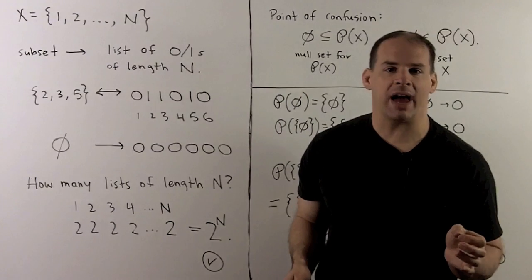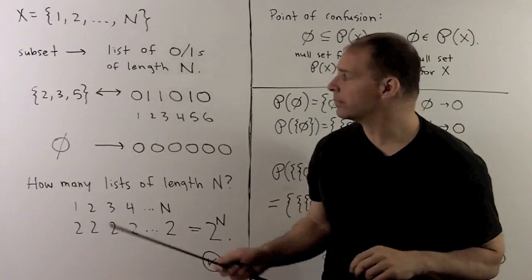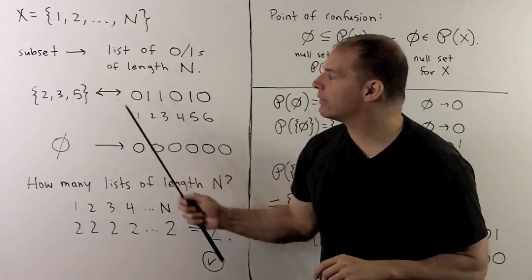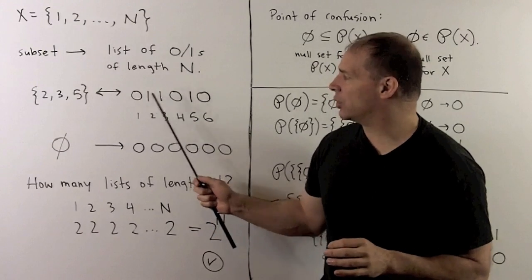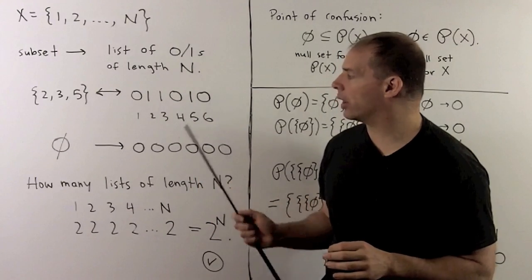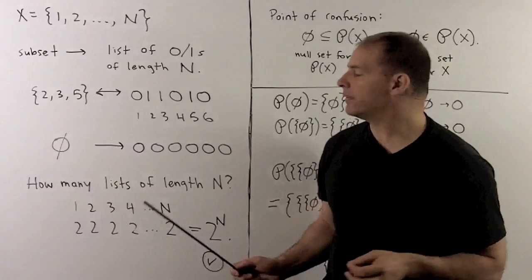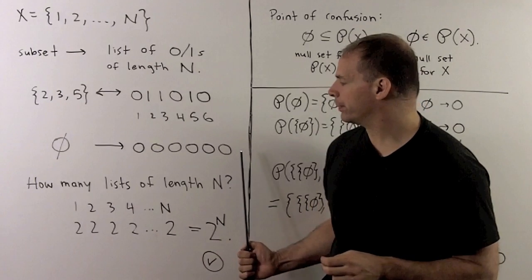So, for instance, if we have the set 1, 2, 3, 4, 5, 6, the subset 2, 3, 5 corresponds to the list 0, 1, 1, 0, 1, 0. The null set itself is just going to be the list of zeros.